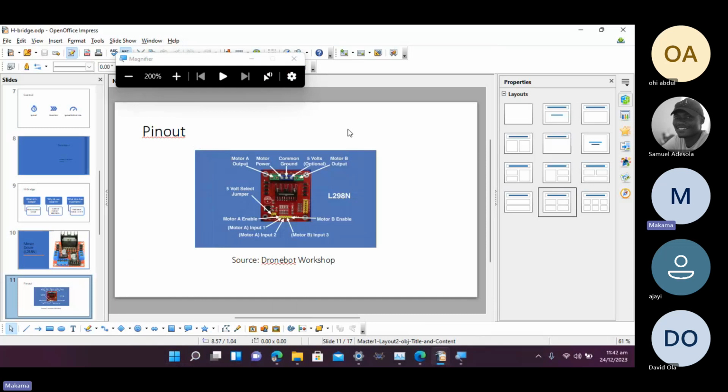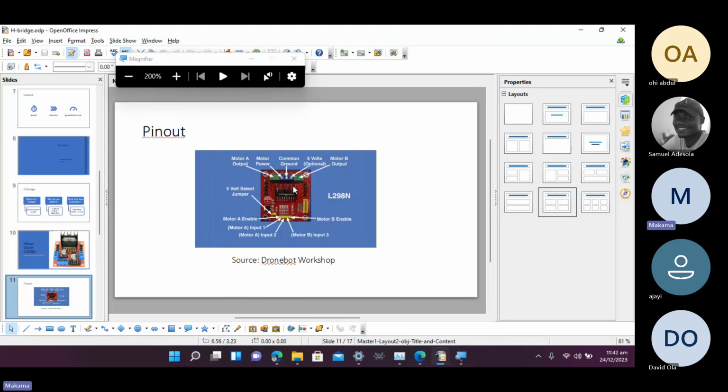This is the pin out of the driver. It has several pin outputs. It has the motor A, because this driver is meant for two motors. That is one additional advantage of this driver. You have two outputs, you can connect two motors, because an H bridge is just meant for what?